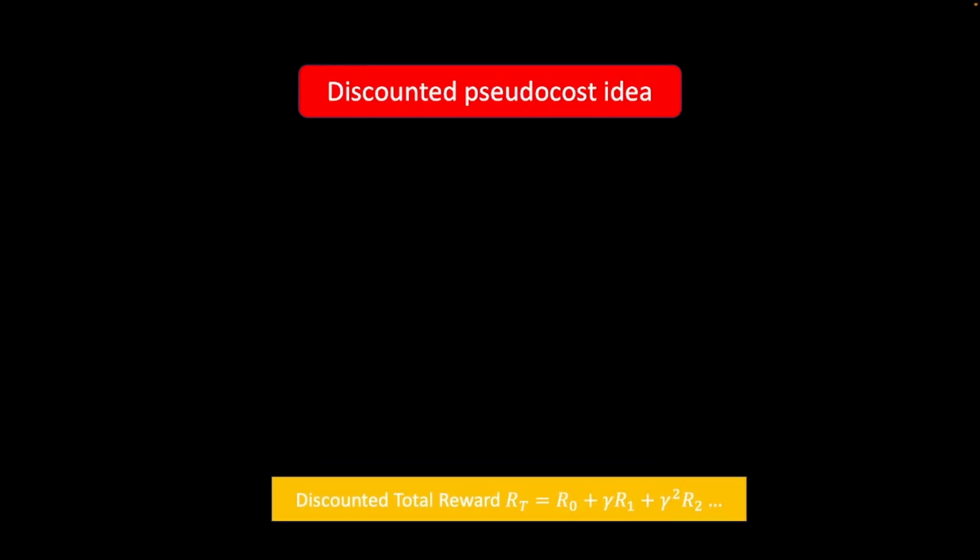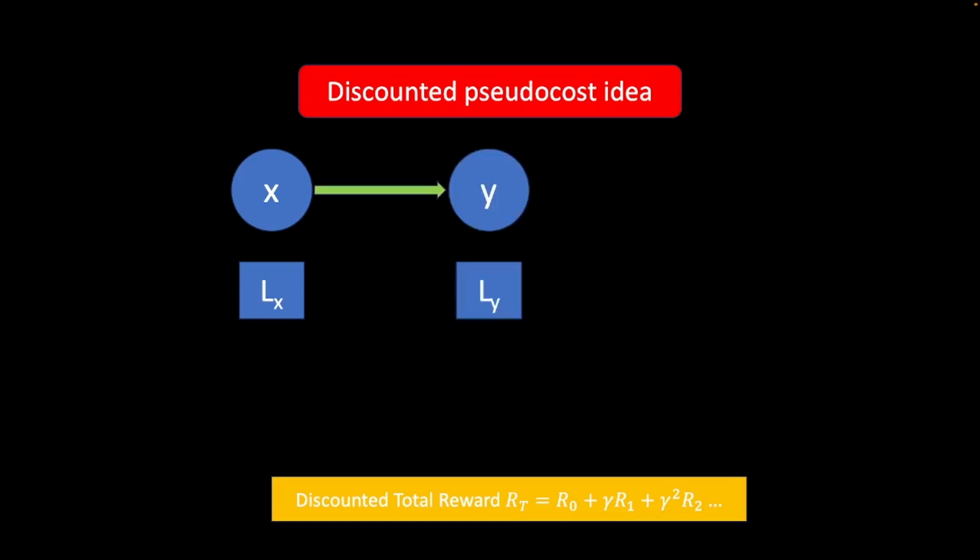So let's say we are at this node X. For that, we have the LP relaxation LX. Let's say we branch on some variable and we reach this node Y on one of the branches, and we get the LP relaxation LY. Now let's also assume that the variable that we branched on is also named X. I kind of ran out of good names for variables and nodes and everything. So let's say the variable that we branched on was also X.